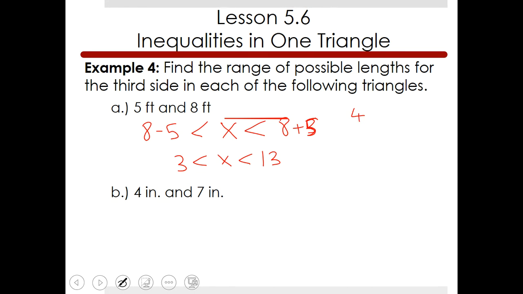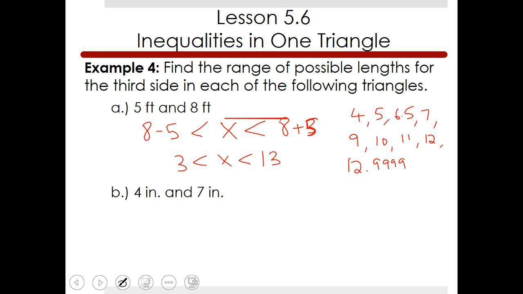So it could be 4, 5, 6.5, 7, 9, 10, 11, 12, 12.9999 if I wanted. So any numbers, it can be decimals, it can be fractions, as long as it is more than 3 but less than 13.